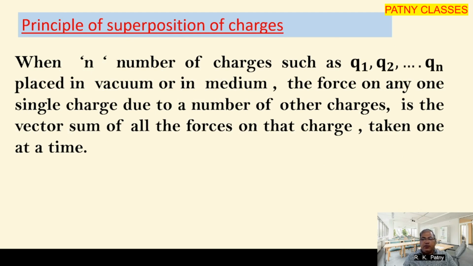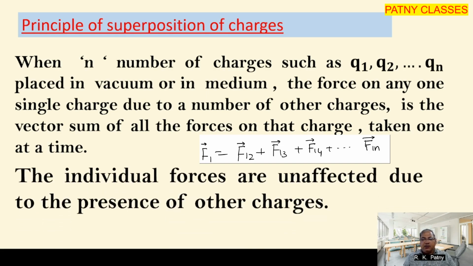So if you wish to find the total force, you have to find the vector sum of all the forces. This is what the principle of superposition says. Let me read the definition one time for you. When n number of charges such as Q1, Q2, Qn are placed in vacuum or in a medium, the force on any one single charge due to the other charges is the vector sum of all the forces on that charge taken one at a time. The individual forces are unaffected due to the presence of other charges.